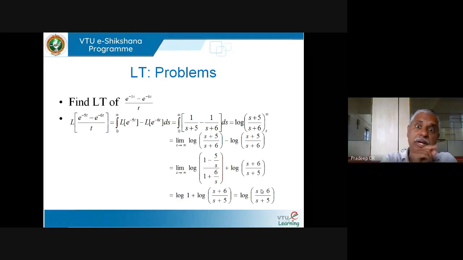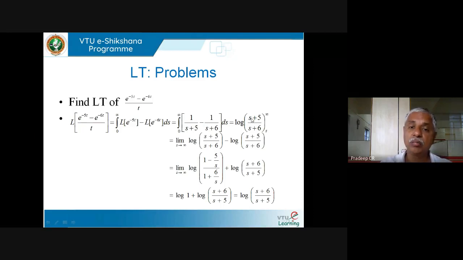But what I want to emphasize here is, your third semester BE part is over at the very first step. Laplace of something by t is the integral of Laplace of the numerator. That's all. After that, this is PUC integration, this is second PUC integration, this is the definition of log, this is evaluation of limits, which you did in first PUC. So this is all PUC problem.